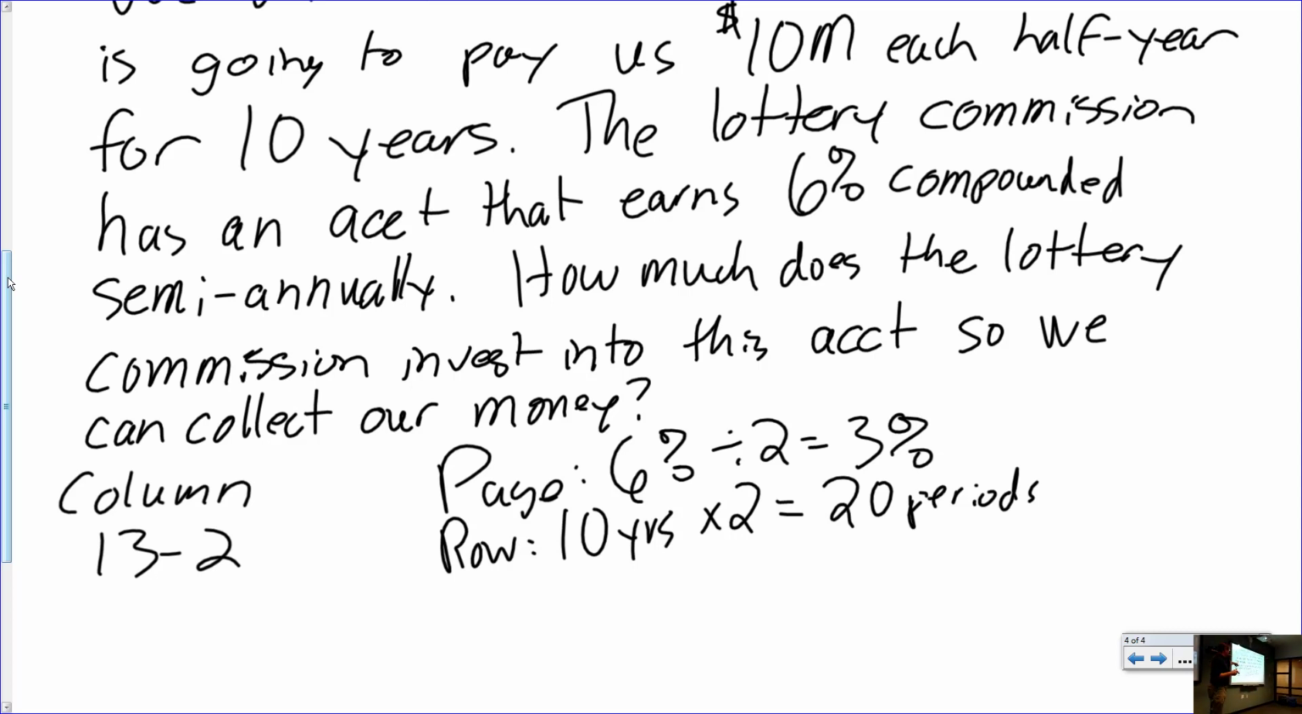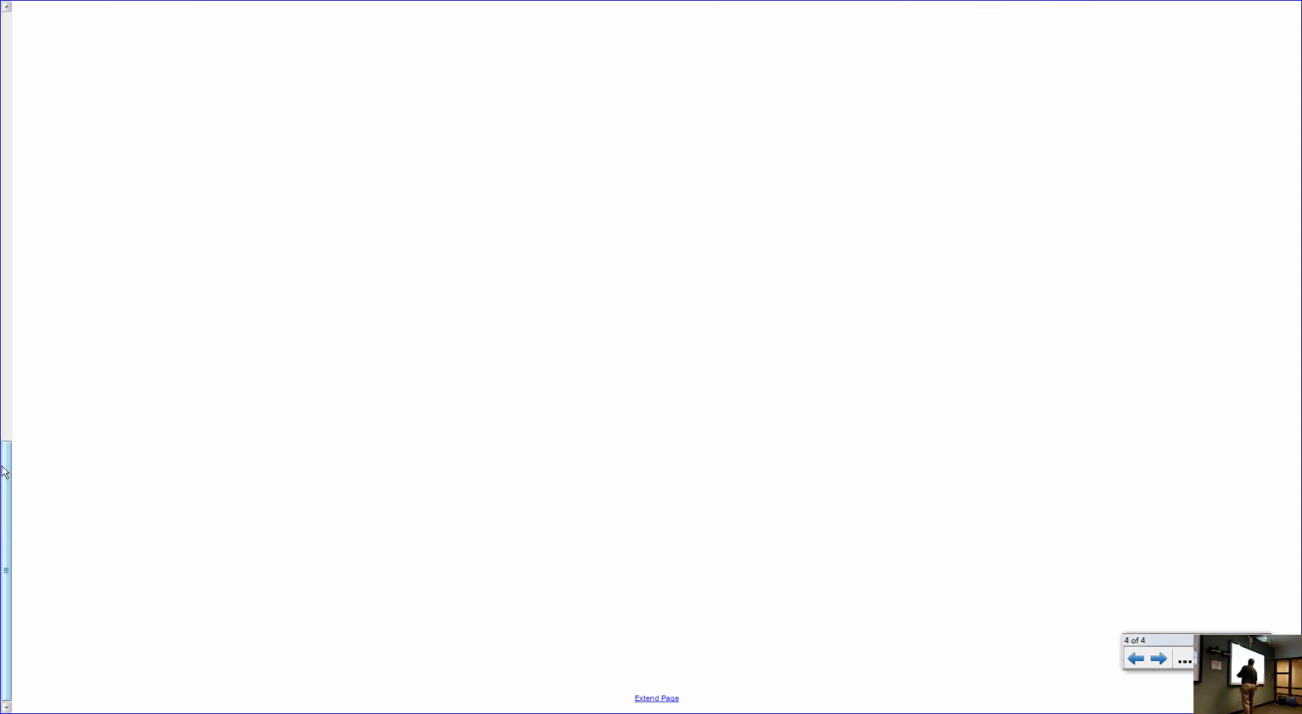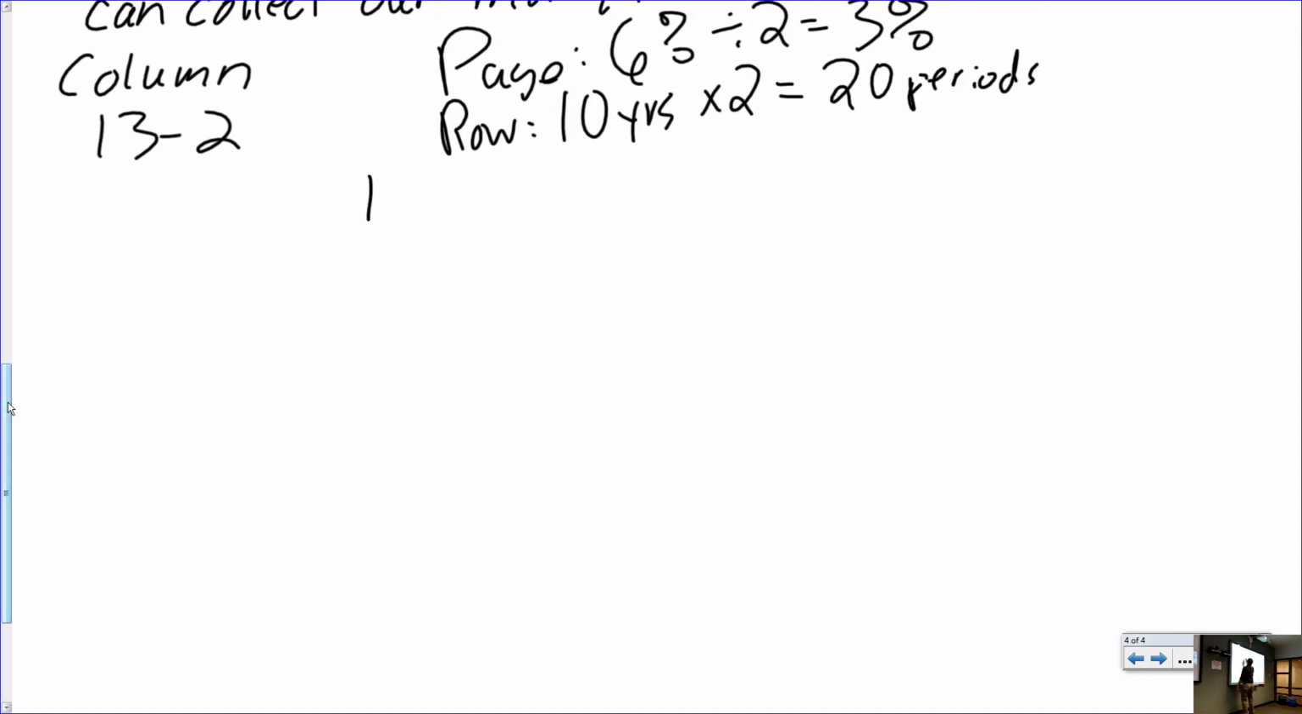You've got a column, you've got a page, you've got a row, you now have your table. Go get your table value, calculate the number, right? So 3%, 20th period, 13-2. 14.8775.